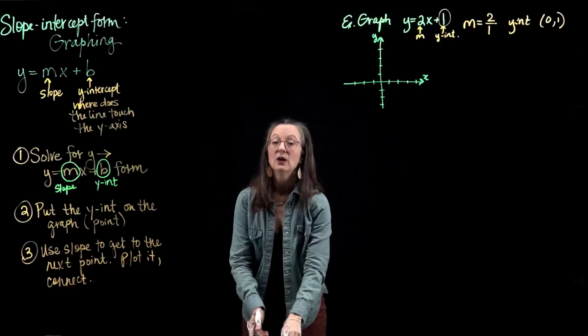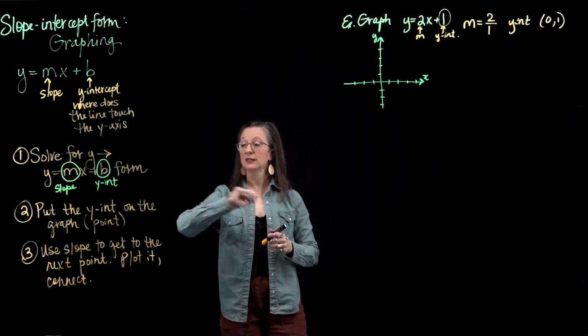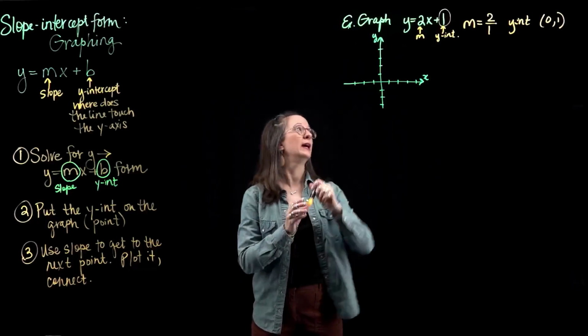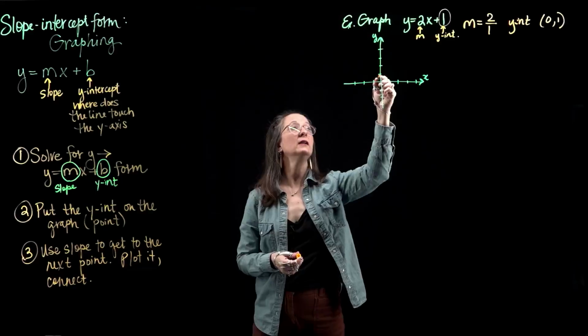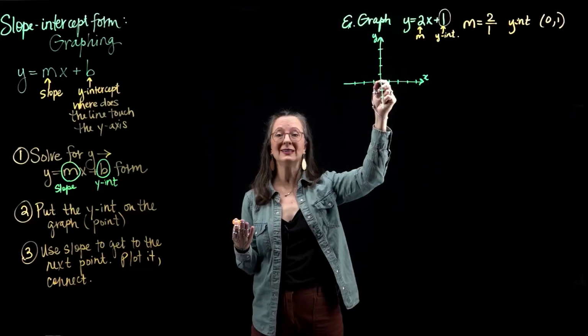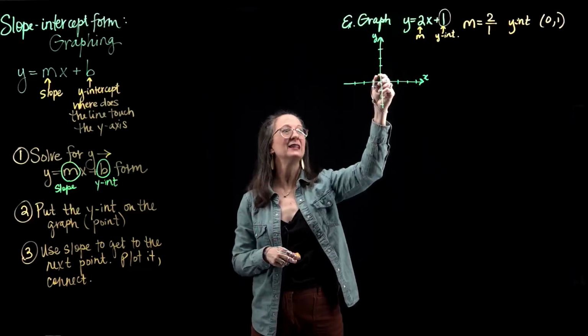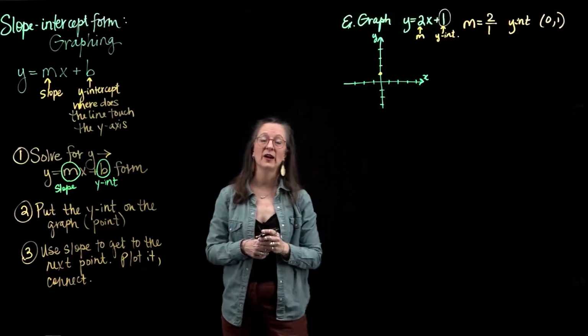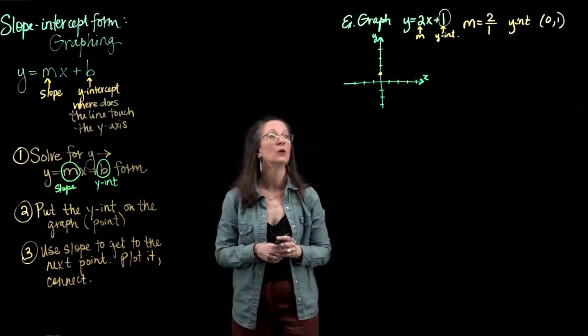All right, so let's start, obviously, by putting the y-intercept on the graph. So my y-intercept is the point (0, 1). I will start at the origin. I will go 0 units in the x direction, so I won't move, and then I'll go up 1 in the y direction, so I have a point at (0, 1).